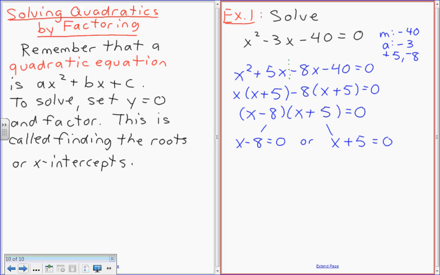Right. So just think when you're doing your algebra, that's going to come across. So x equals 8. Or, take this one now. X equals 8 and negative 5. Good.